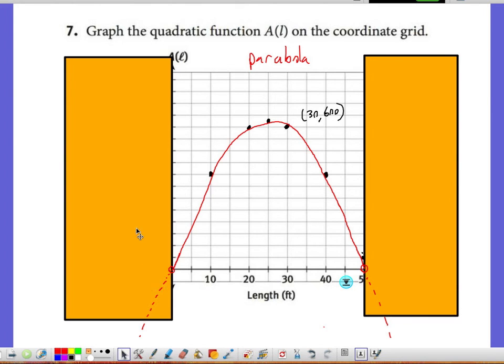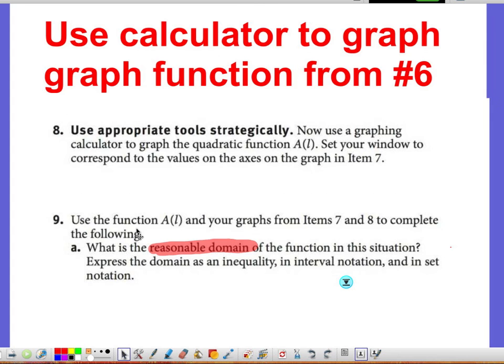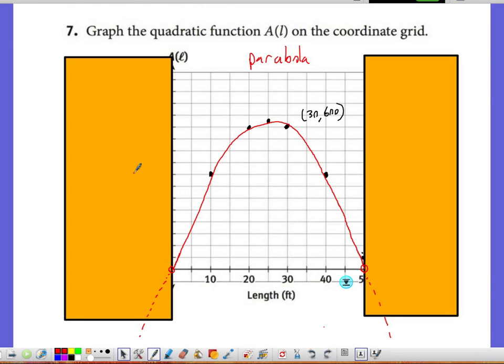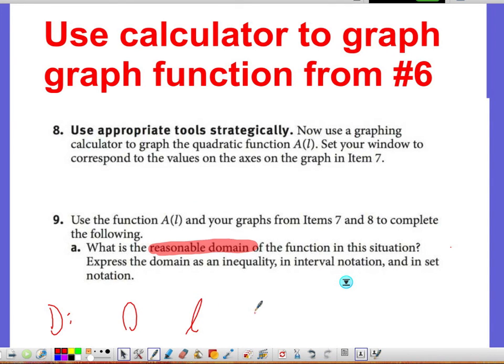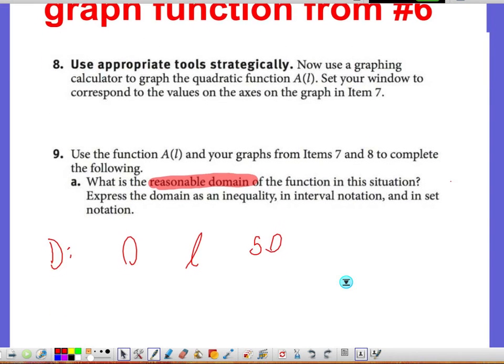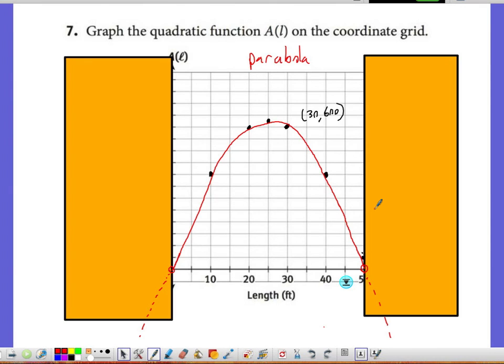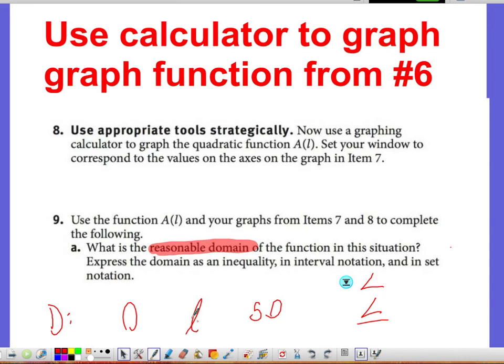And so if I were to write the length, first of all, I have to write the variable. My smallest value is going to be 0, and my largest value is 50. Since I have it set up this way, all I have to worry about is whether I'm going to use greater than or equal to. In this case, since at both ends I have an open circle, that means that my inequality is going to be greater than.